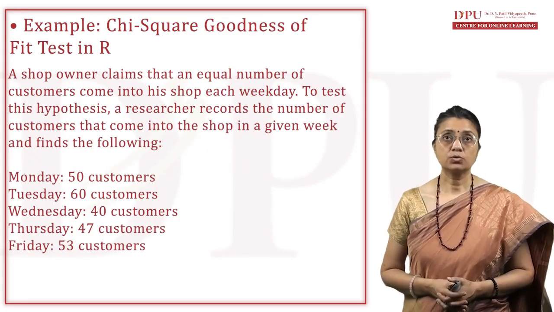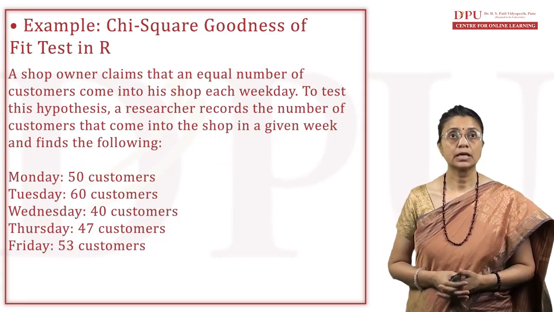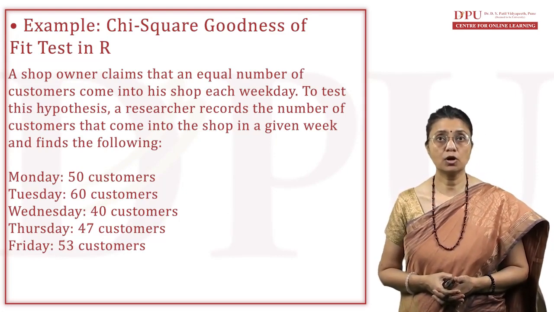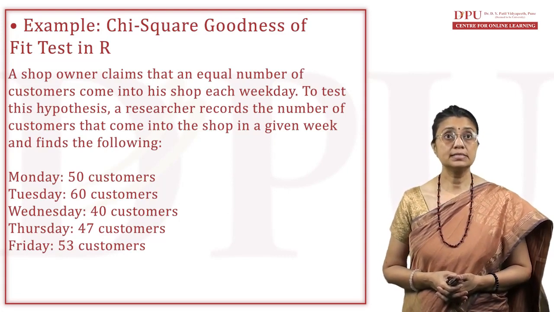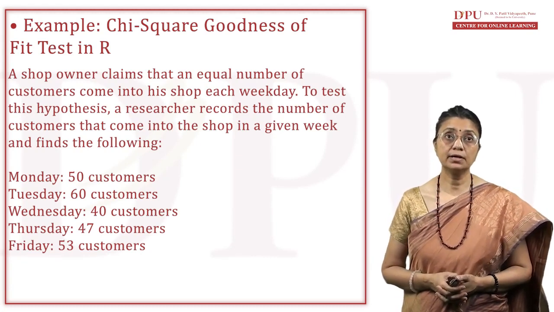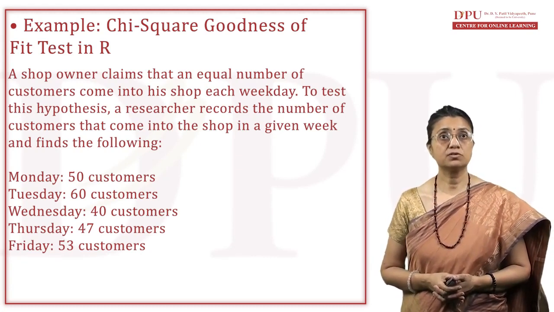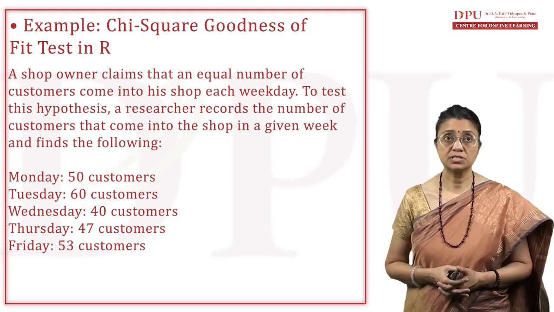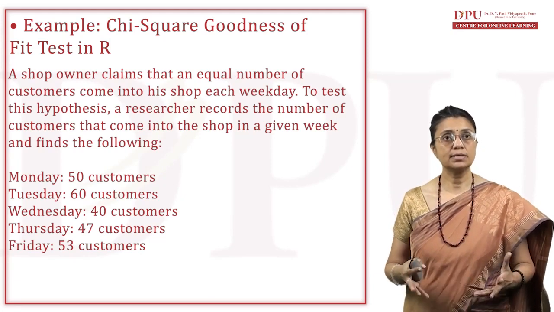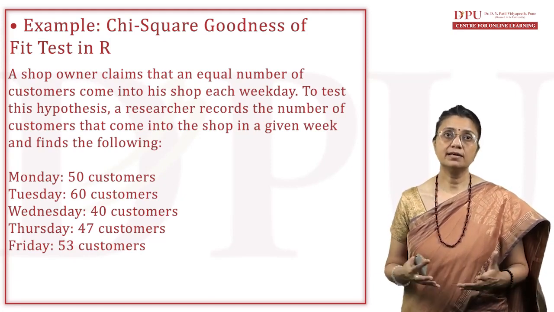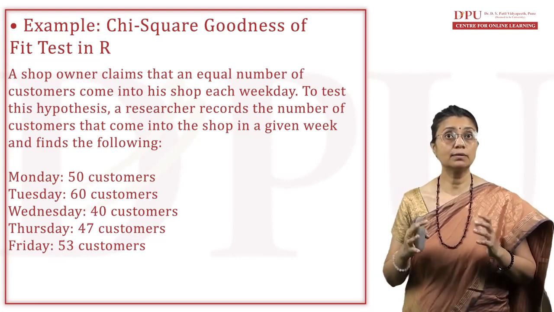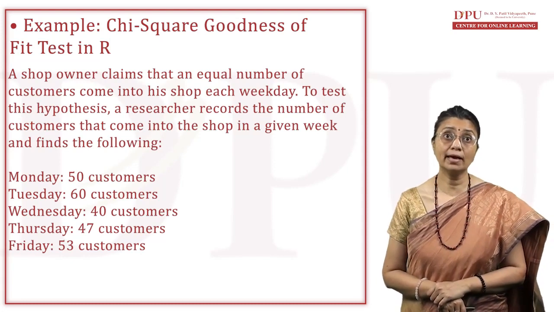Let's talk about the chi-square goodness of fit test in R. A shop owner claims that an equal number of customers come into his shop each weekday. To test this hypothesis, a researcher records the number of customers that come into the shop in a given week and finds the following. Monday, 50 customers came. Tuesday, 60 customers came. Wednesday, 40 customers. Thursday, 47 customers entered. And Friday, 53 customers. So basically, the shop owner was trying to claim that an equal number of customers come into his shop every day.